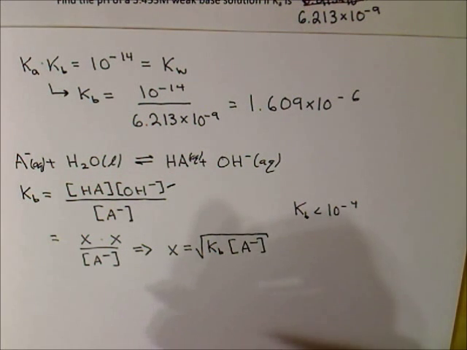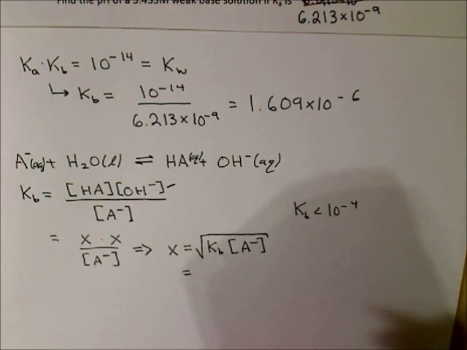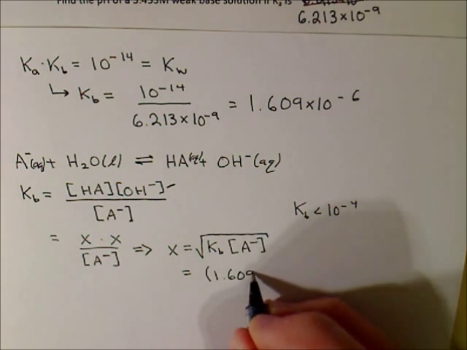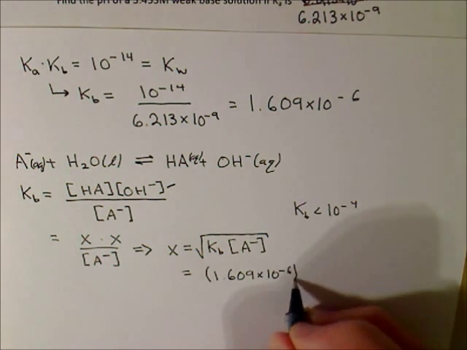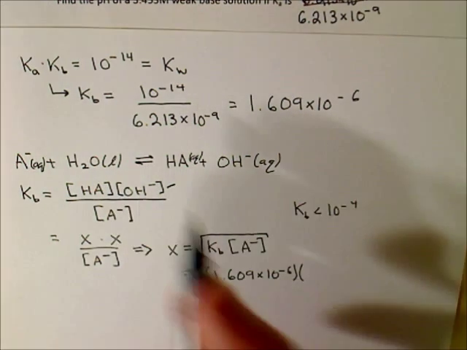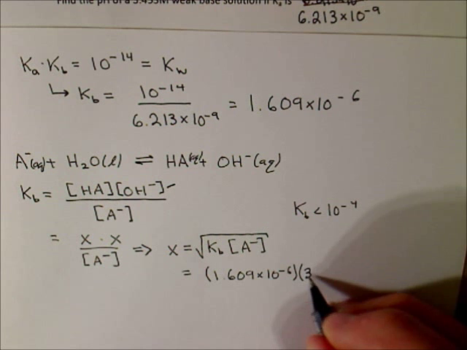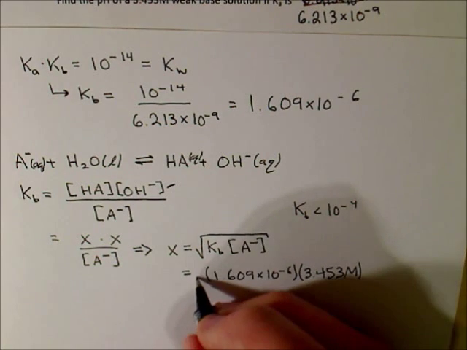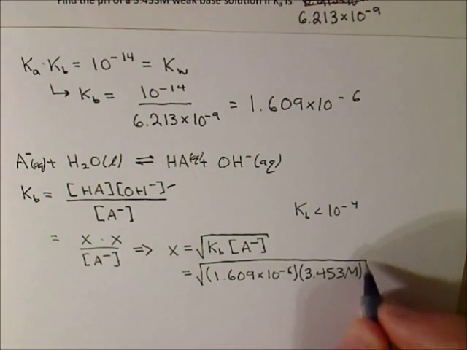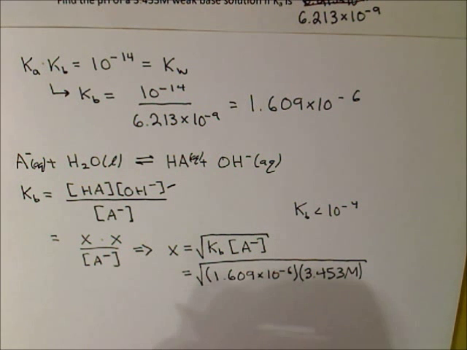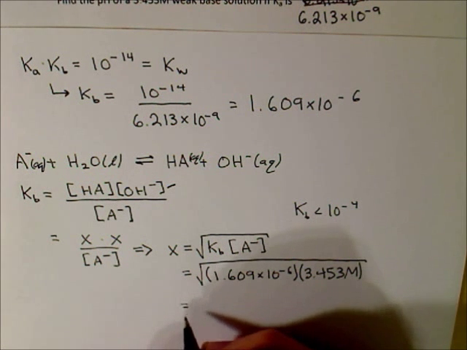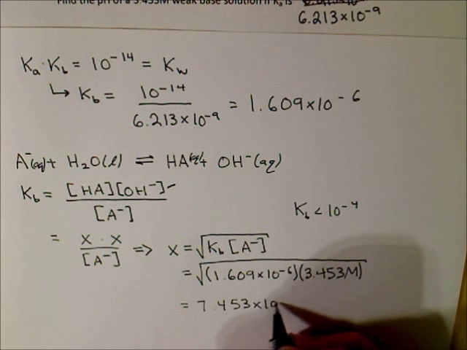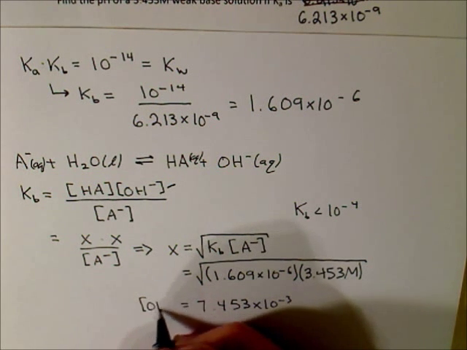and then we can plug in our values now. And the concentration of our base from the start was 3.453 molar. And after taking the square root of that, we should get our OH concentration as 7.453 times 10⁻⁵. And that's our OH minus concentration.